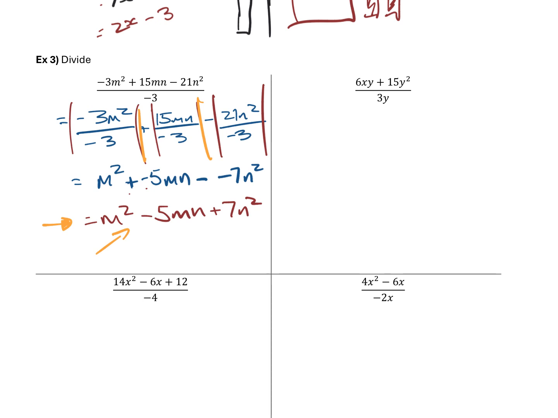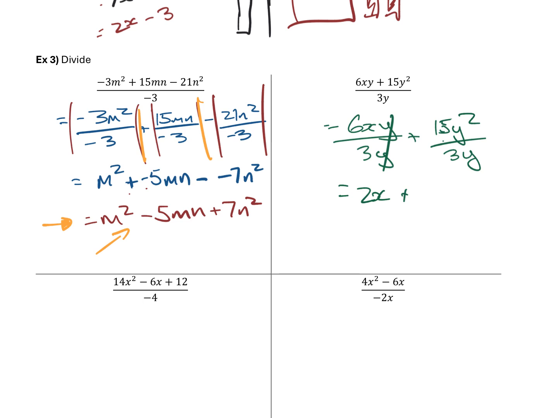Again, I'm going to show you step by step. Reminder, we're going to take 6xy divided by 3y plus 15xy squared divided by 3y. You can only divide coefficients by coefficients and variables by variables. So 6 divided by 3 gives me 2. There's no x in my divisor, so the x is just going to remain. And then y divided by y gives me 1, so I'm just left with 2x.